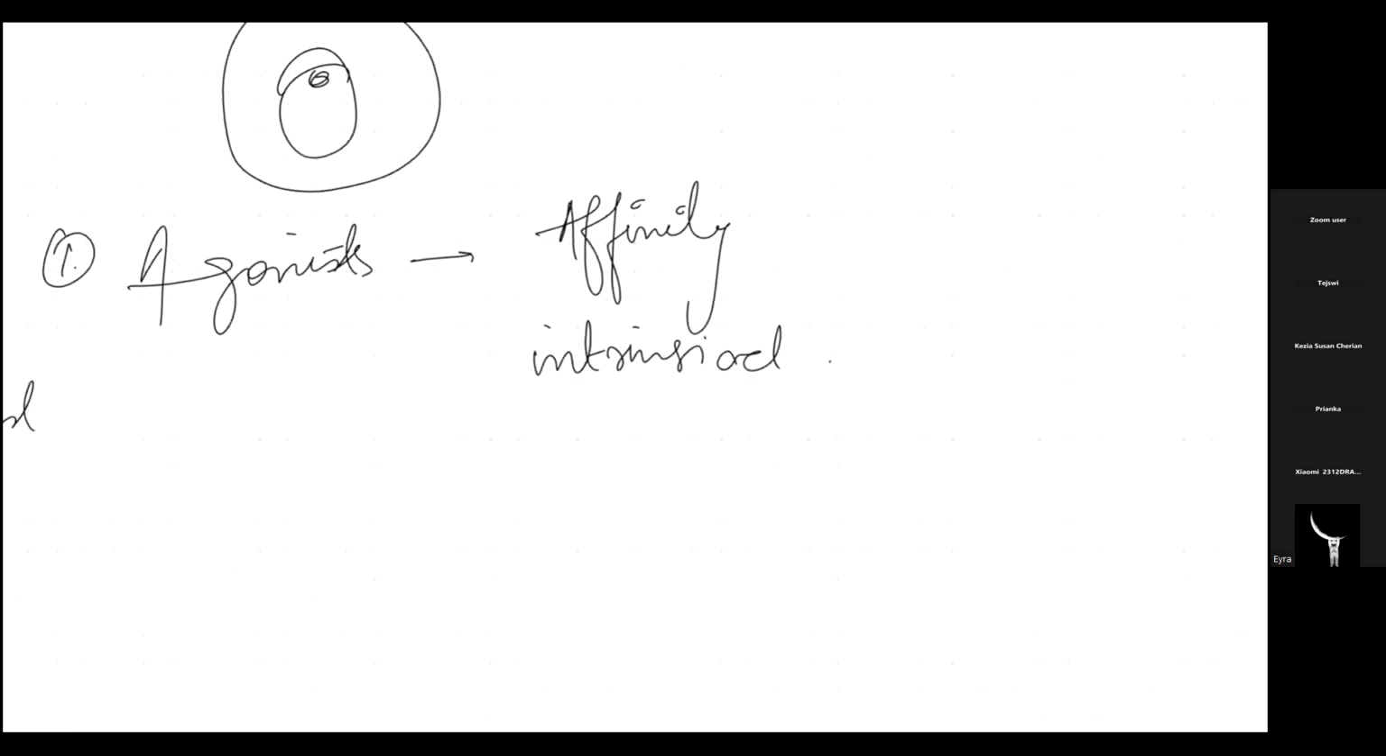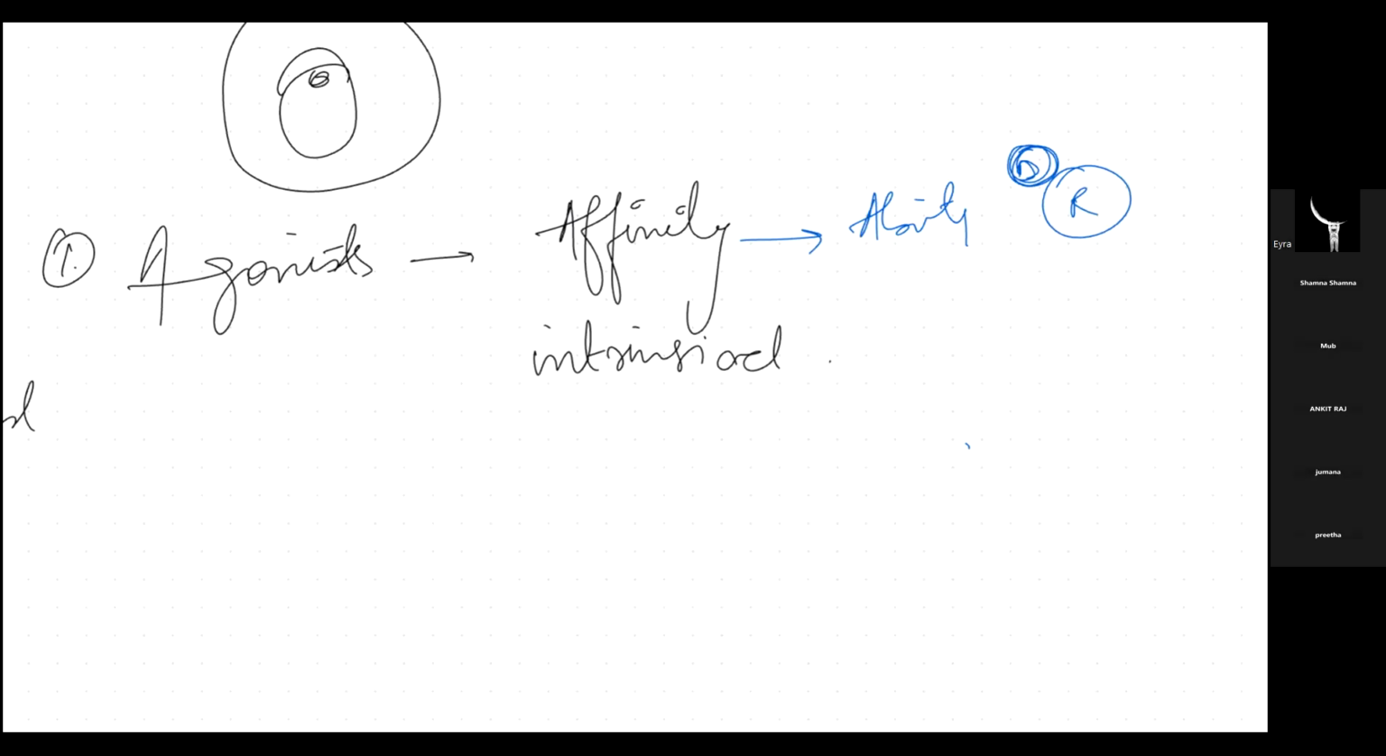Affinity is nothing but the ability of a drug to bind to a receptor. It means this is the receptor and this is the drug, so how much it can bind to it is the affinity of the drug. And what is intrinsic activity? It is the ability of a drug to elicit a response after binding. So after binding, how much action it can do is intrinsic activity. I hope it is clear.